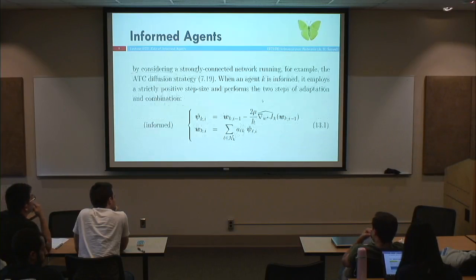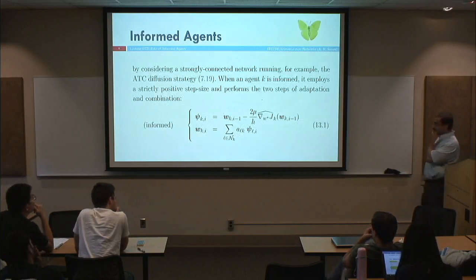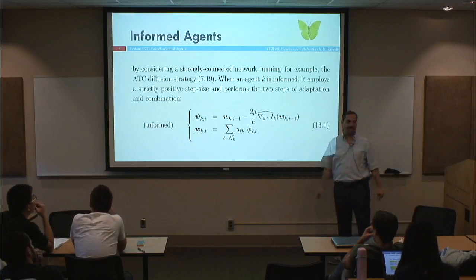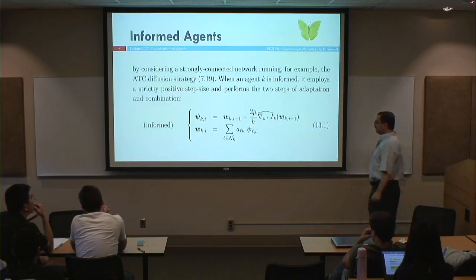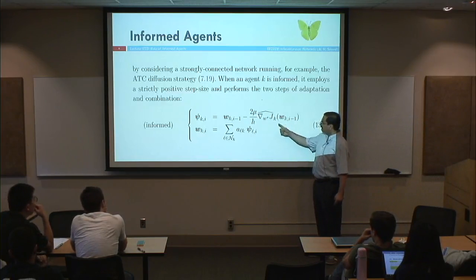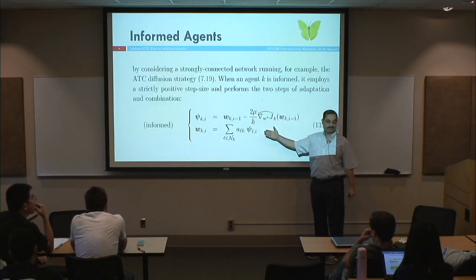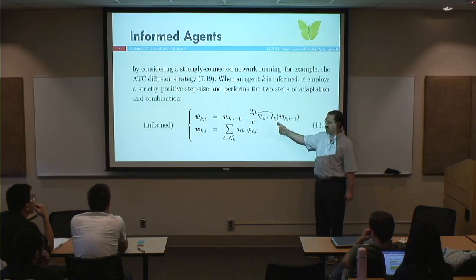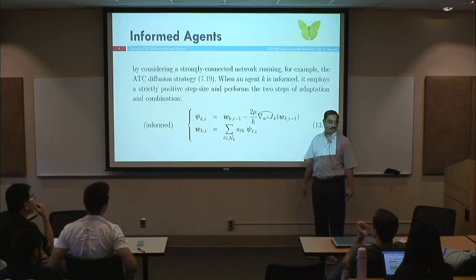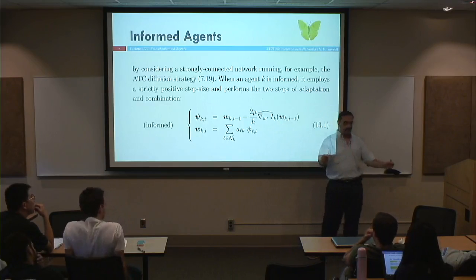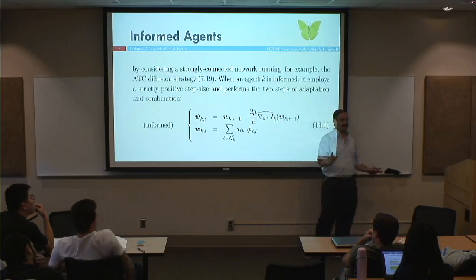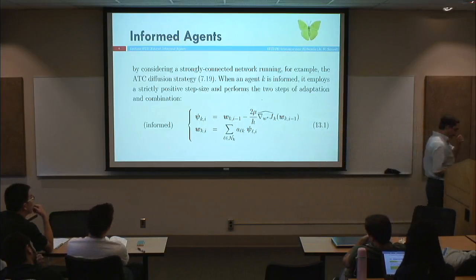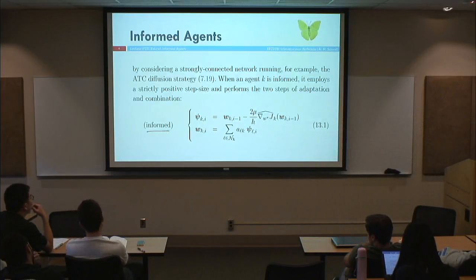So this is the mathematical definition. For an informed agent, you can remove the h there and just focus on the real case or complex case, just to keep it general. An informed agent will be able to do something like this: it runs an adaptation step, which is the first line, followed by a combination step, which is the second line. Every informed agent in the network is doing that, and I'm going to assume all of them are using a uniform positive step size mu. It receives data and therefore it can do that.